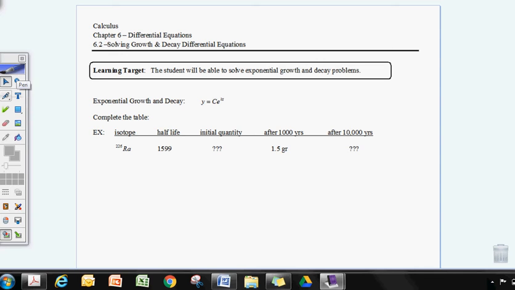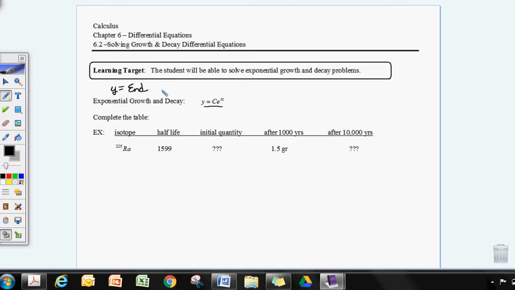Hi everyone. Okay, so today we are going to talk about growth and decay equations. What we've been doing so far, calculus-wise, is creating the growth and decay process. Today we're going to take the equation and just solve it. No calculus involved.